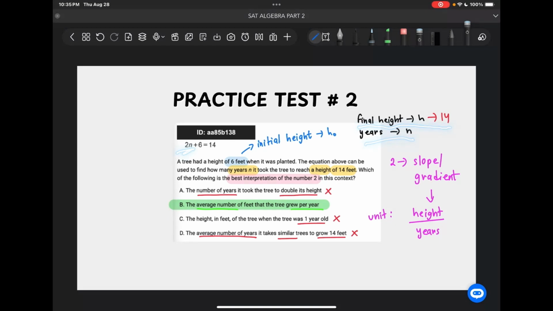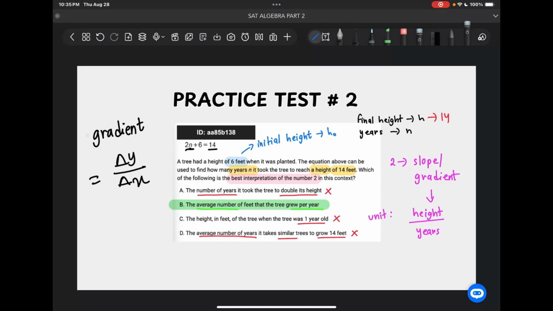So this 2 is basically the slope or the gradient, because you can see that this is a linear equation. I already covered what a linear equation is. Basically a linear equation is mx plus b. So this is a linear equation, so this 2 is basically the slope. And we all know the formula of a slope, so let me just write it. If you want to find the gradient, it's going to be change in y by change in x. In this case, n is our x and this 14 is our y.